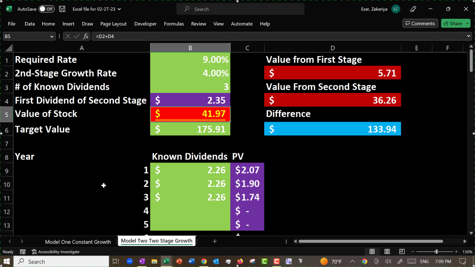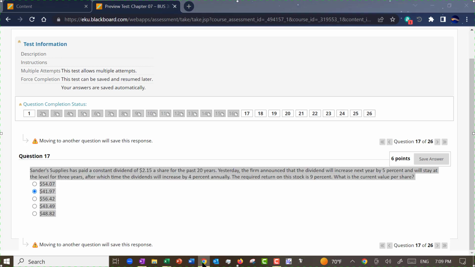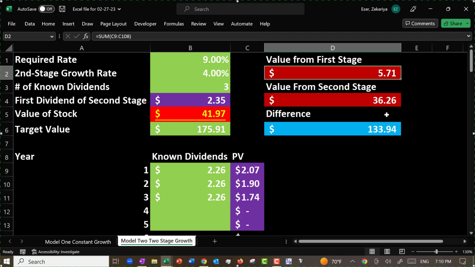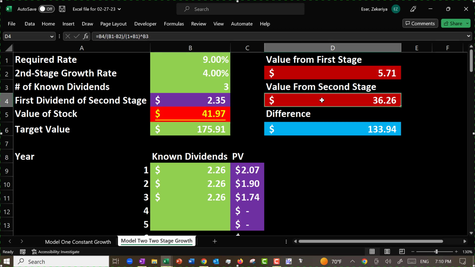And the way this template works, it basically says, I know the dividends the first 3 years. Given the discount rate, I can calculate their present value, add them up. That's the value coming from the first stage. And that's the first dividend of the second stage. At the end of year 3, this firm is going to pay a dividend of 235 in year 4, and it's going to increase it at 4% after that.